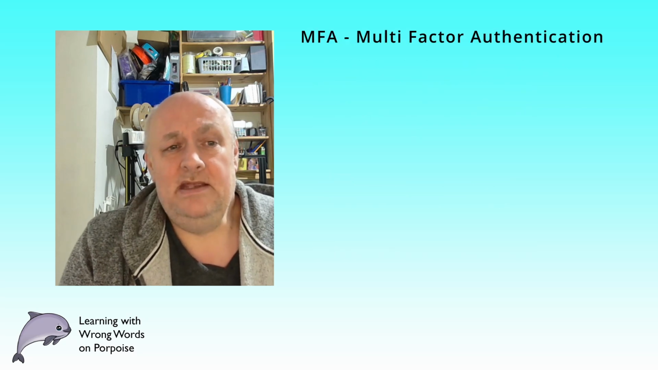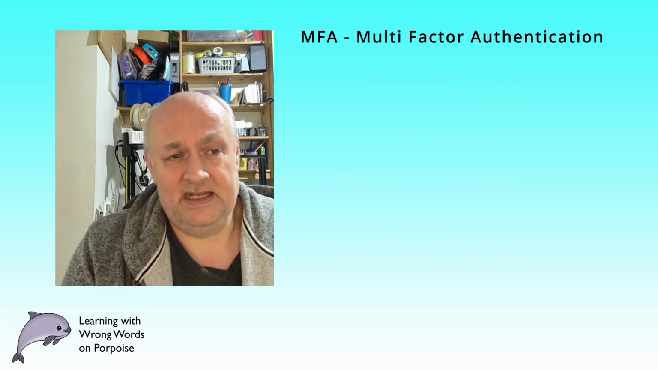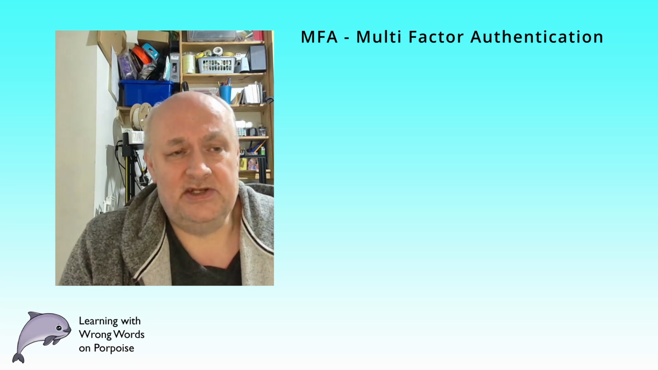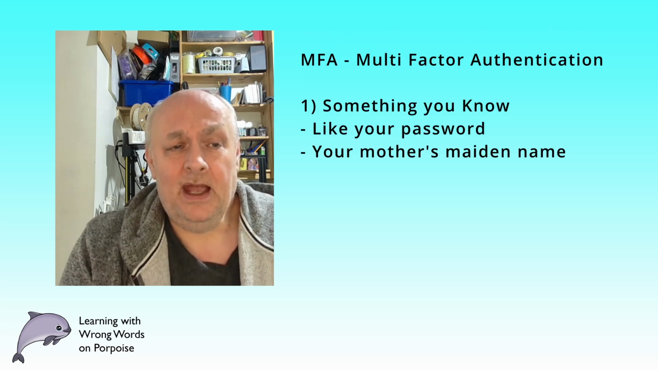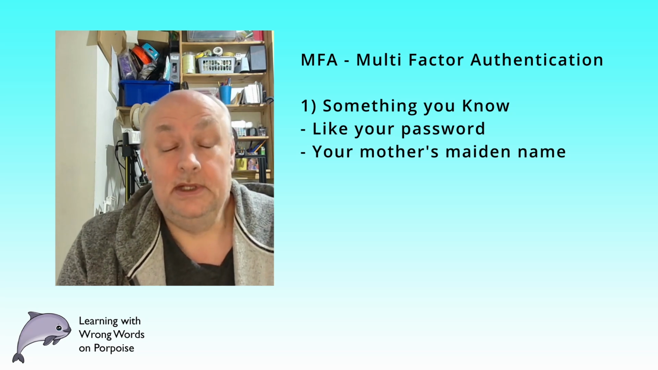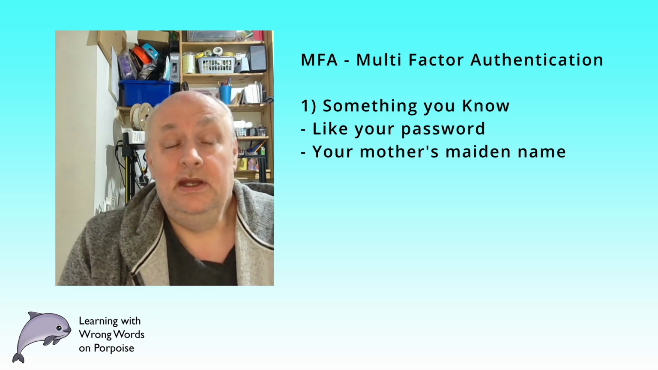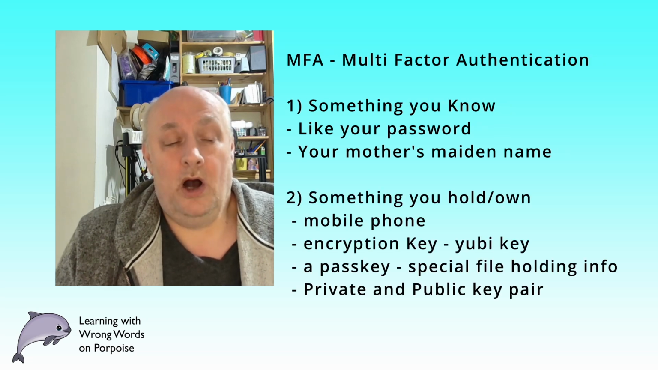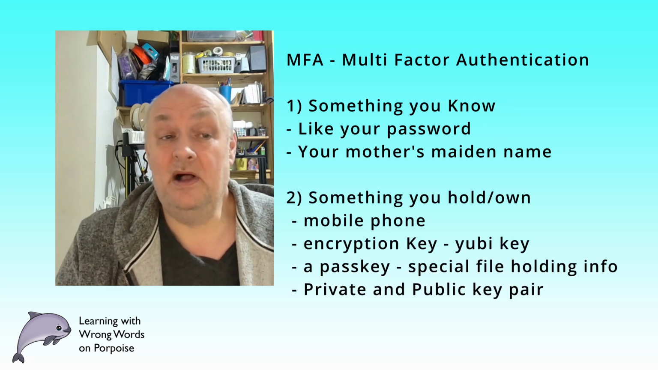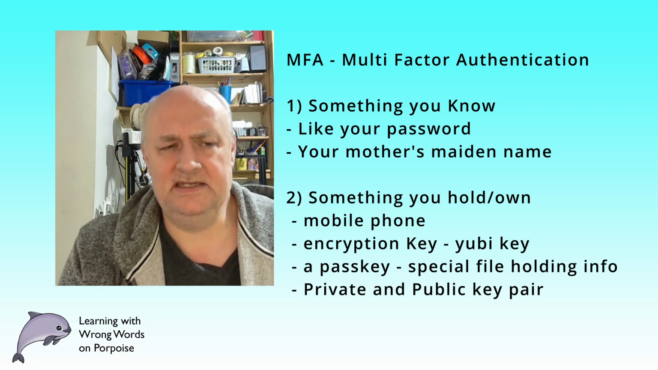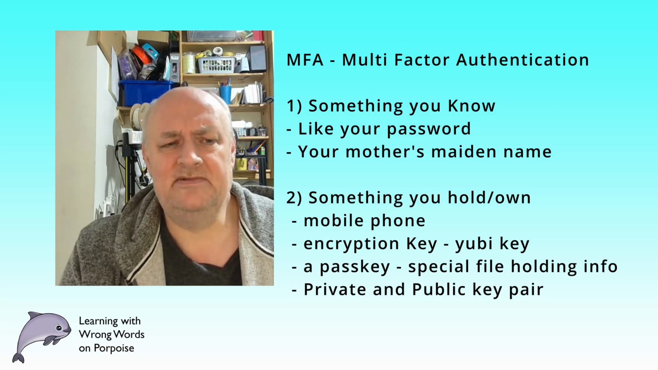Now, there are 3 main types of multi-factor authentication, 3 kinds of sections. So it's something you know, like your password, like your mother's maiden name, things like that. It's something that you hold. So a mobile phone, it might be an encryption key. I've used them. They're called YubiKeys. It's just a number that rotates round.